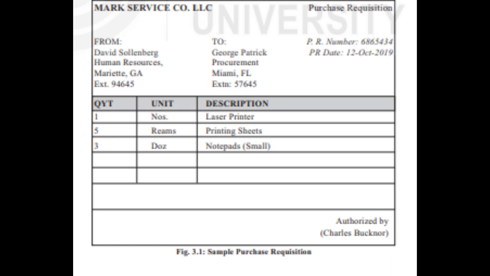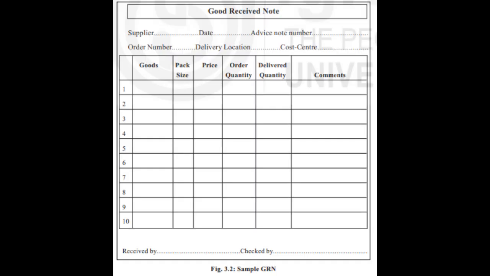B. Goods Received Note, GRN. This is a document created by the buyer at the time of delivery of goods. It is a record that the specified goods have been received by the buyer. A copy of this is also shared with the seller. Look at the screen. Figure 3.2 Sample GRN.